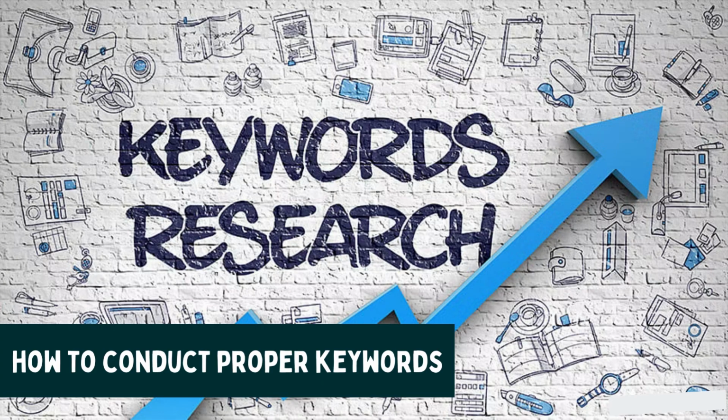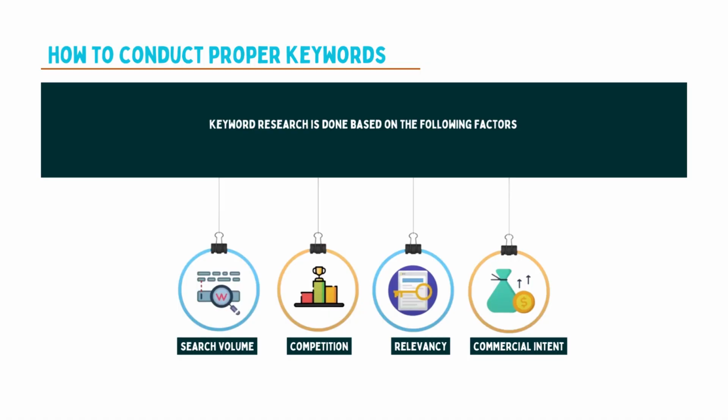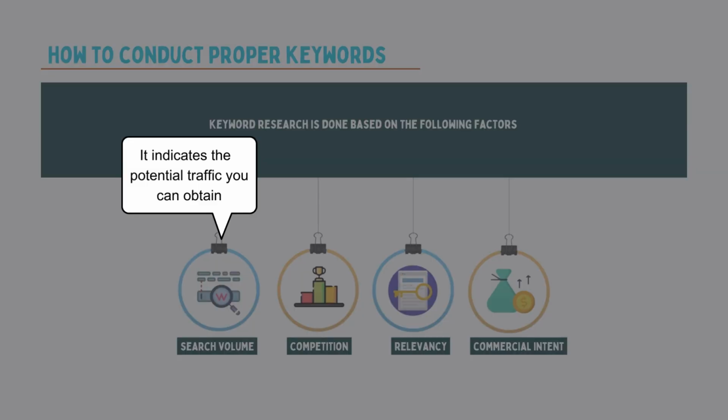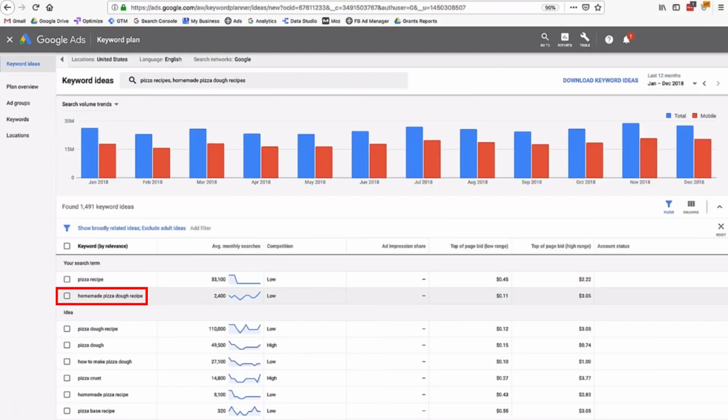Conducting proper keyword research involves utilizing tools like Google's Keyword Planner within Google Ads. By entering keywords into this tool, we can gauge their average search volume. When selecting keywords, it is crucial to consider search volume as it indicates the potential traffic we can attract. For example, the keyword homemade pizza dough recipe has an average monthly search volume of 2,400, although we may not capture all of those clicks.